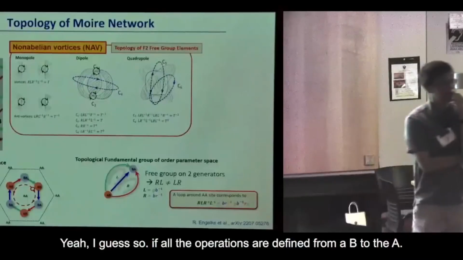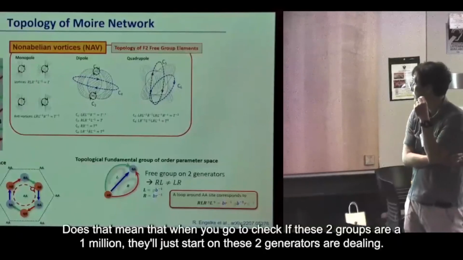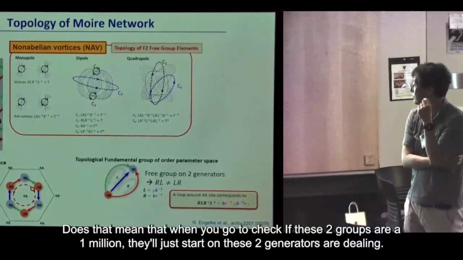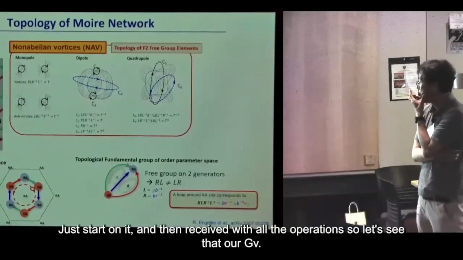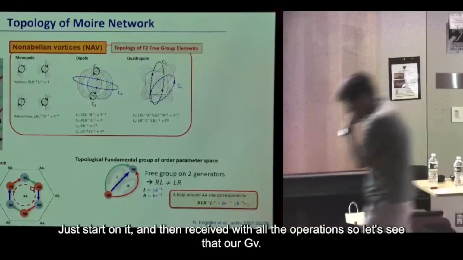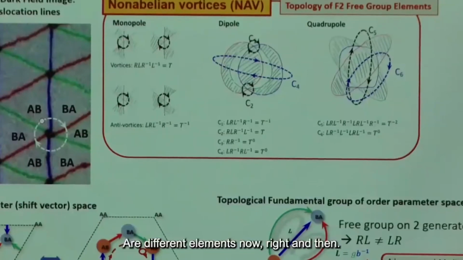If all the operations are defined from AB to BA, does that mean that when you check if these two generators are abelian, you just start on AB and then proceed with all the operations? So let's see, R, G, B are different elements now, right? And then, can I create the abelians out of this one?